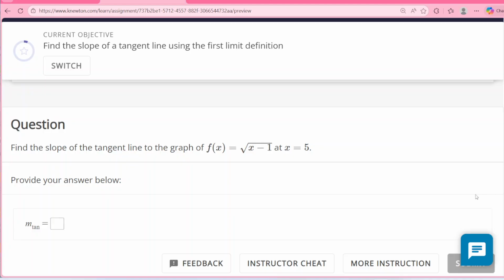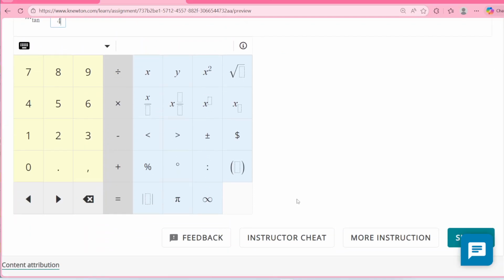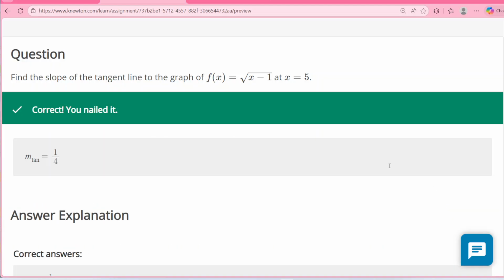So that's why I'm going to enter: slope of tangent equals 1/4. I guess you could also put 0.25, because the decimal ends, and that would also be an exact value. Great.